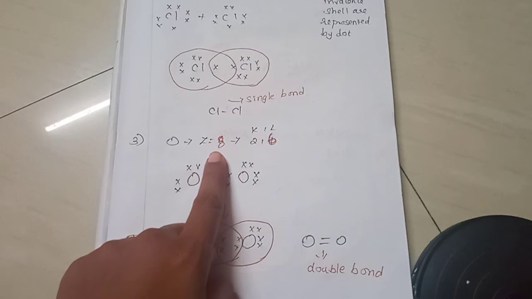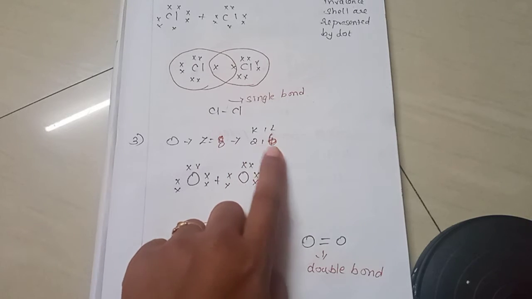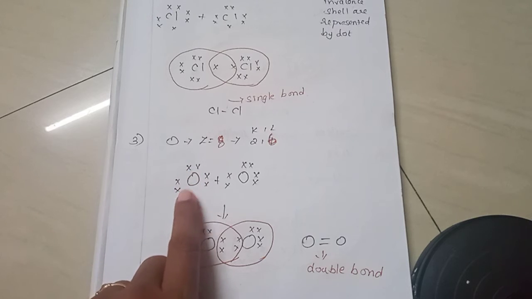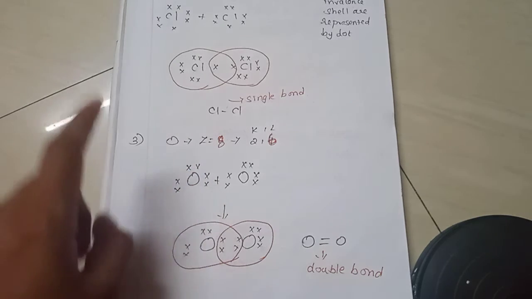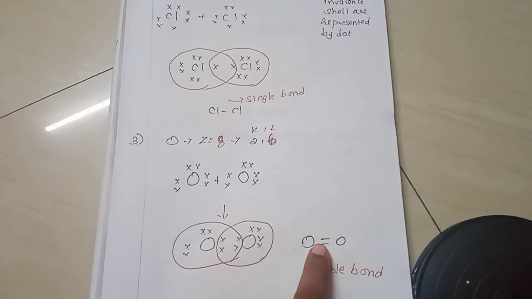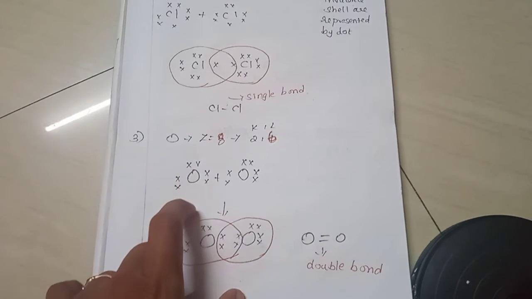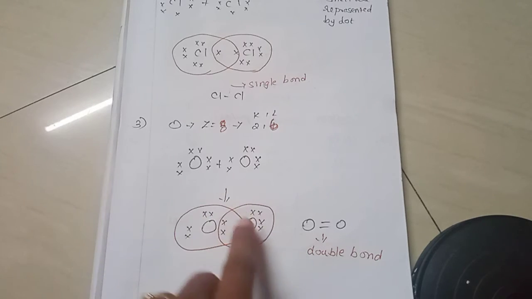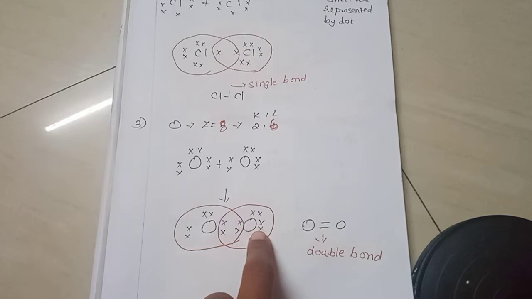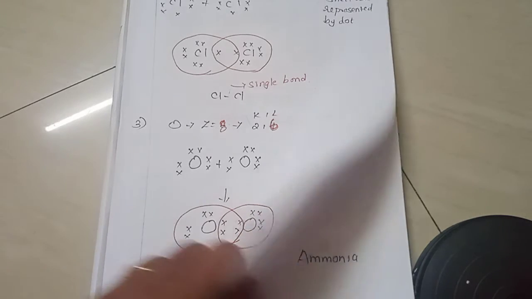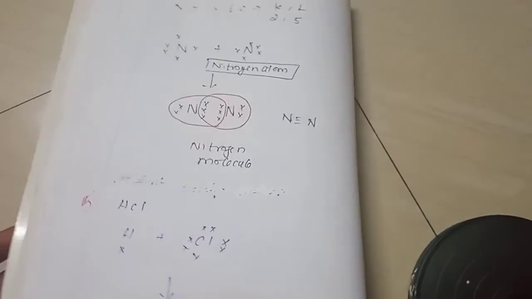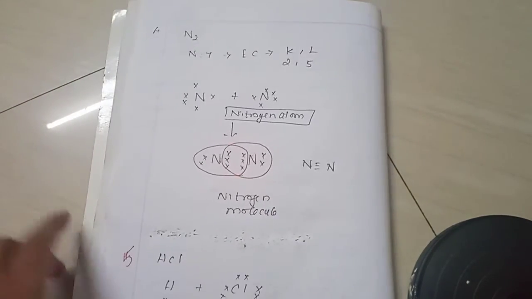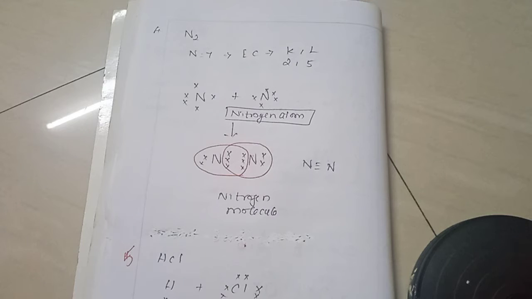Oxygen has atomic number 8, with K shell and L shell. The outermost shell has 6 valence electrons. In order to get 8 electrons, it needs 2 more electrons to form an octet. Hence, these 2 electrons are shared with these 6 electrons, and these 2 electrons are shared with these 6 electrons, to become an octet. Where equal sharing takes place, it is a non-polar covalent bond.